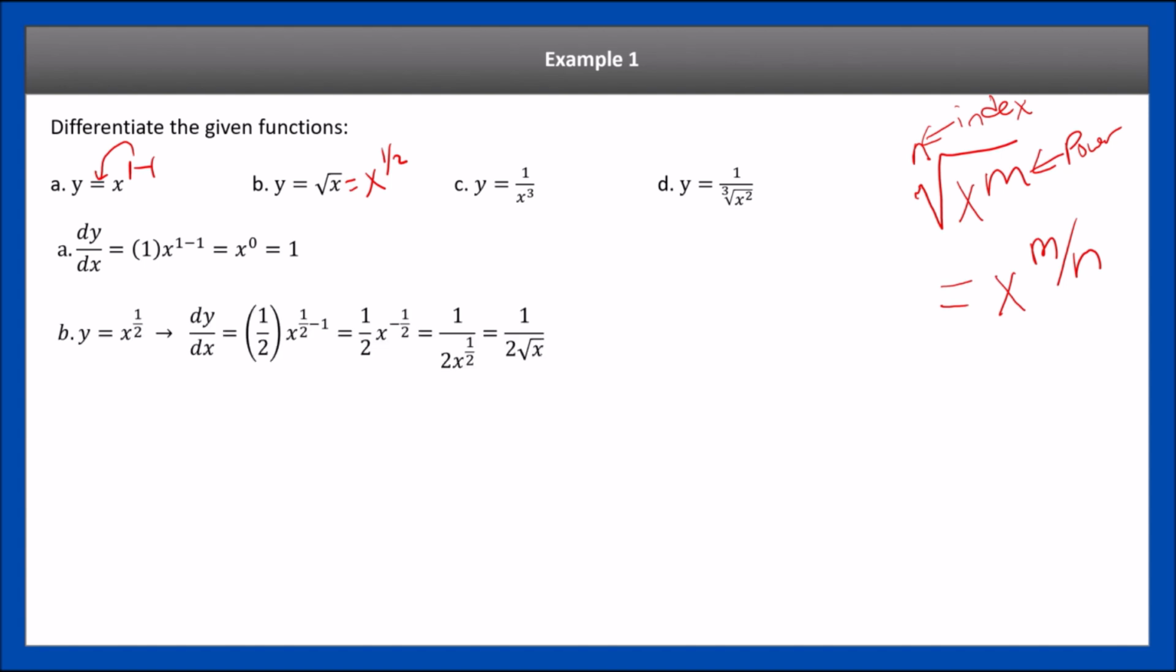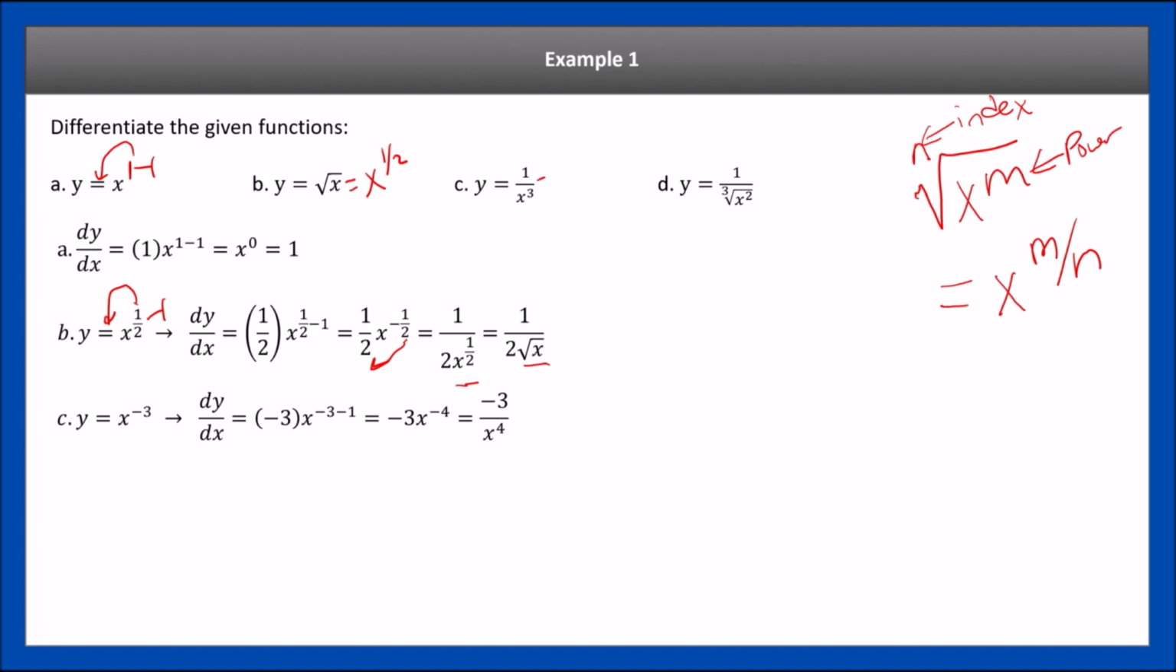So when you rewrite the radical as an exponent, then you can bring the exponent down using the power rule, and then subtract 1, okay? You subtract 1 from a half, that's negative 1/2 power. Remember, a negative exponent can be brought down. So we have 1/2 x to the negative 1/2 power, and then we rewrite it as 1 over 2 square root of x.